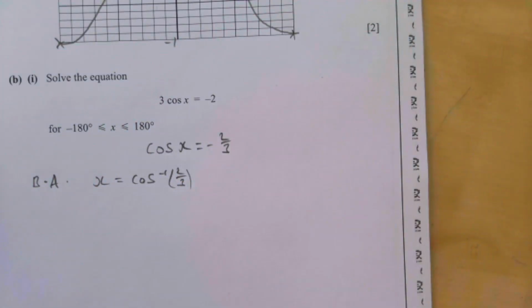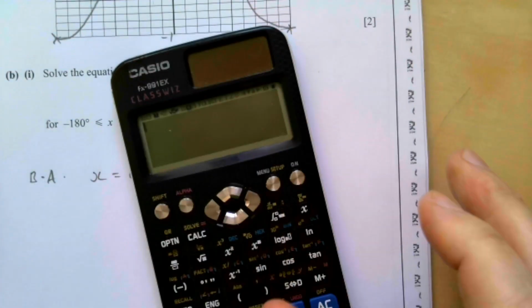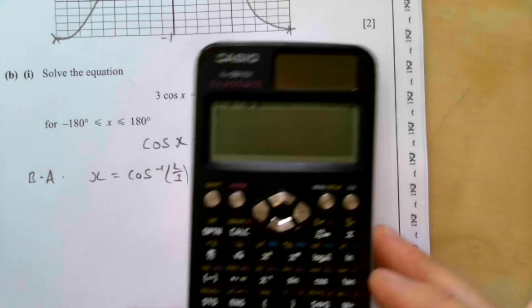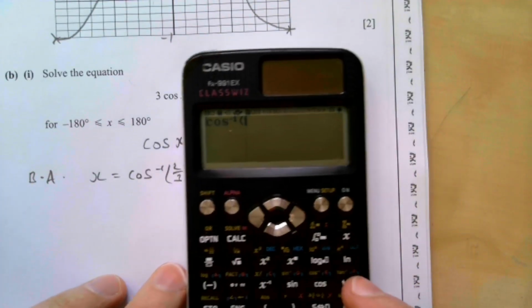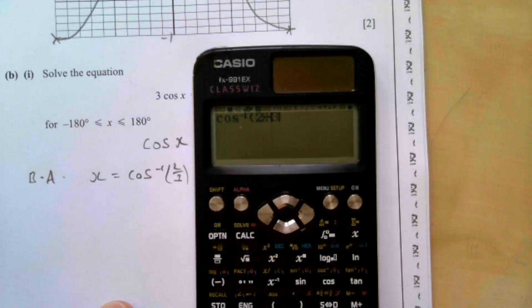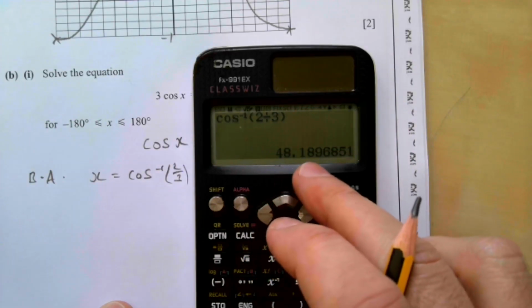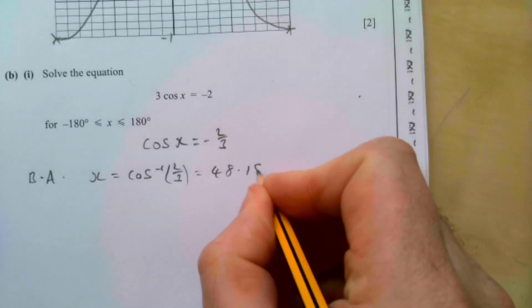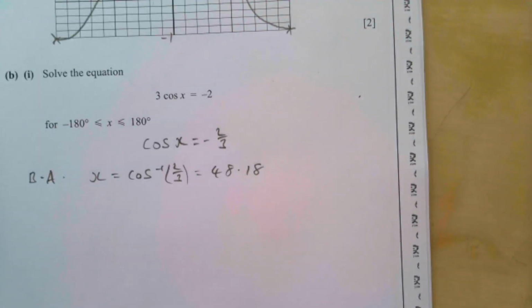Let me get my calculator here. Just going to pause because I need to change a few things. So cos to the -1 of 2/3. And that's going to give me 48.1897.